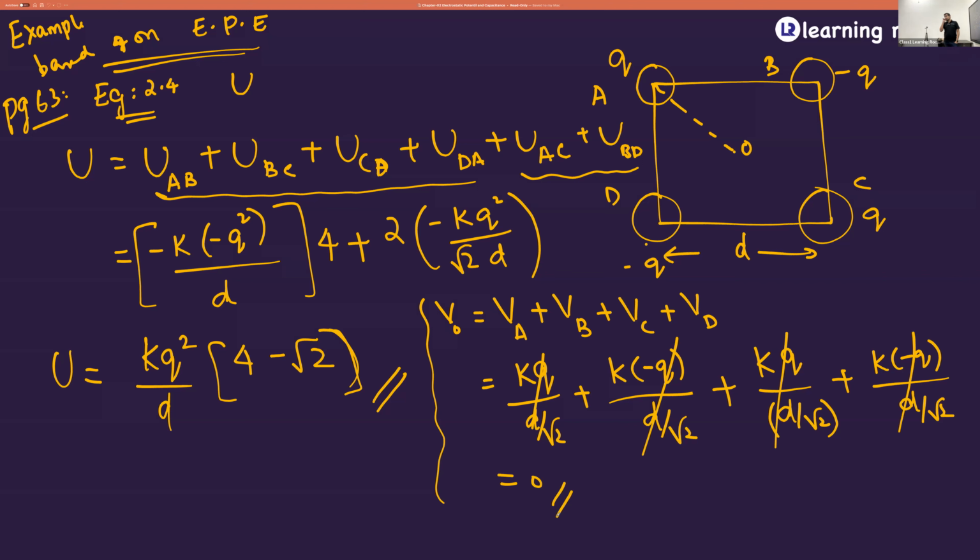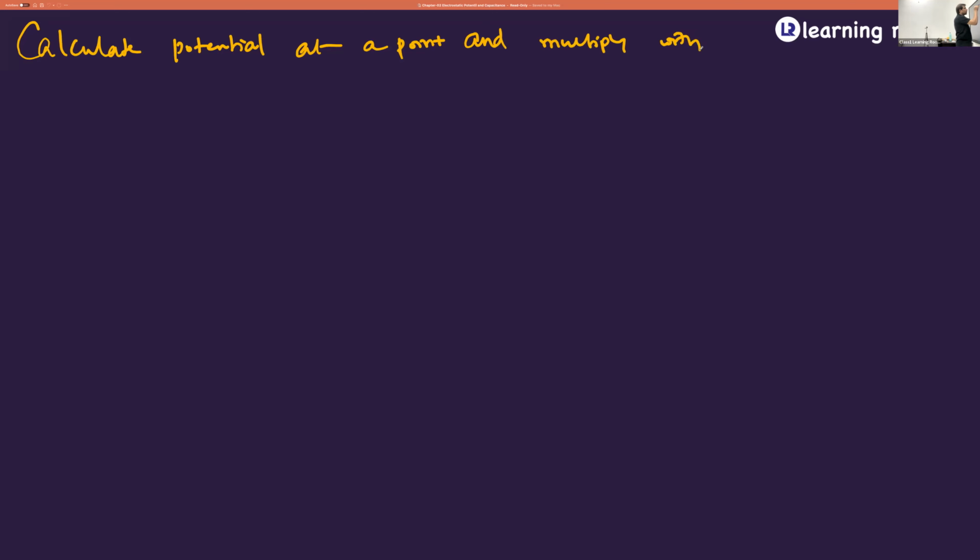The reason why I did this is because, what is the next part they have asked? They told you bring an extra charge Q to the center of the square. What is the extra work that you need to do? So to calculate that, what you can do is calculate the potential at a point and multiply with the charge.